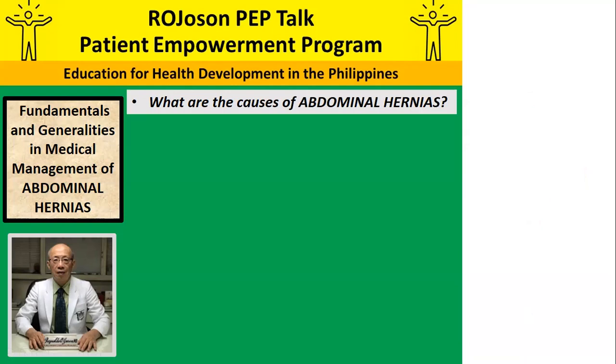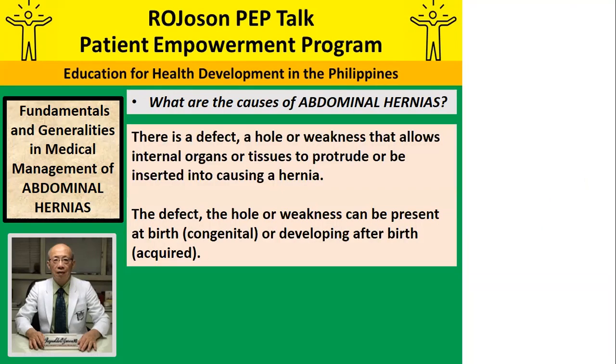What are the causes of abdominal hernias? Basically, there's a defect. There's a hole. There's a weakness that allows these internal organs or tissues to protrude or be inserted into it, causing a hernia. So the defect or the hole or the weakness can be present at birth, congenital, or developing after birth, acquired.